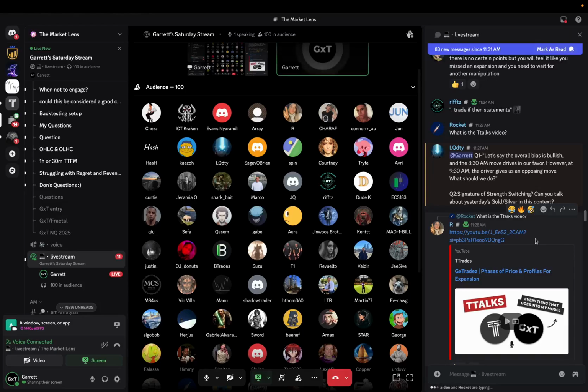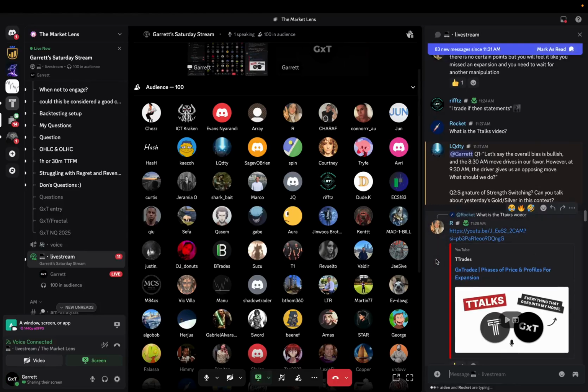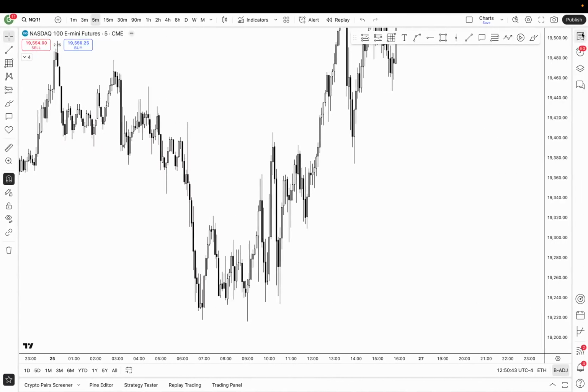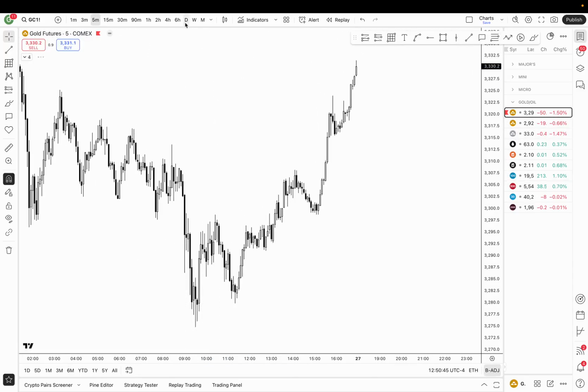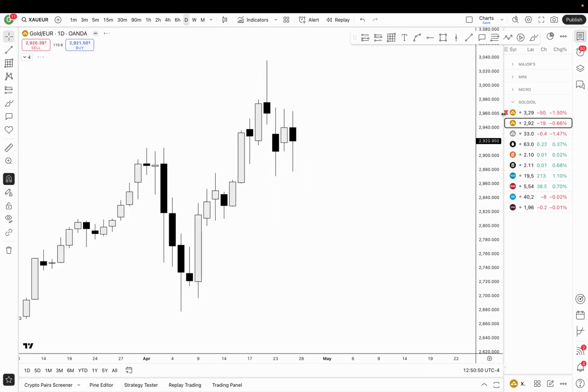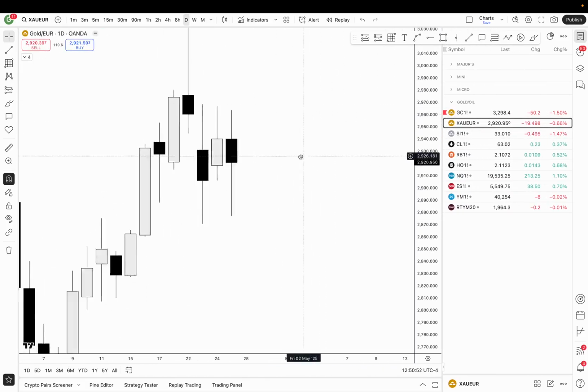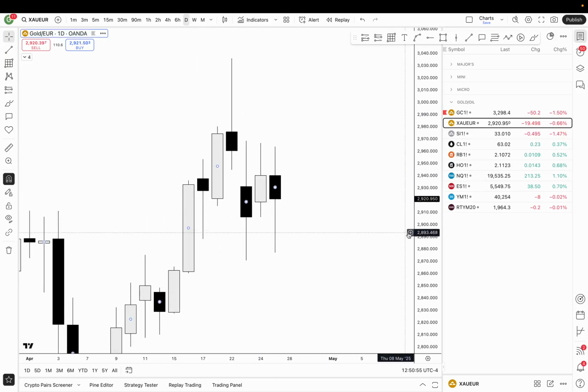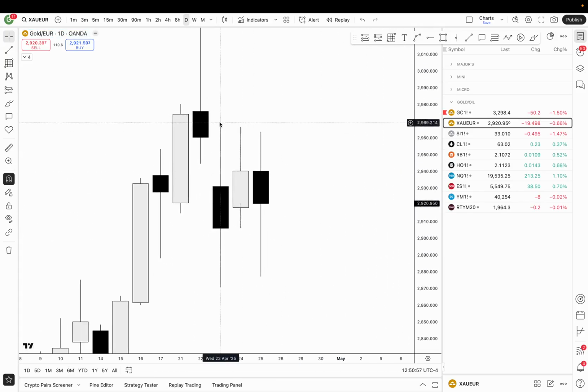Signature of strength switching. Can you talk about that? Yeah, I can talk about that a little bit. So if you go on gold here, just when you think about framing trades, we're always looking at other assets, correlated assets, ideally within a triad. The triad for gold is obviously silver, but it's also XAU euro. For oil, it's RB and HO. And for indices, it's NQ, ES, and YM ideally.